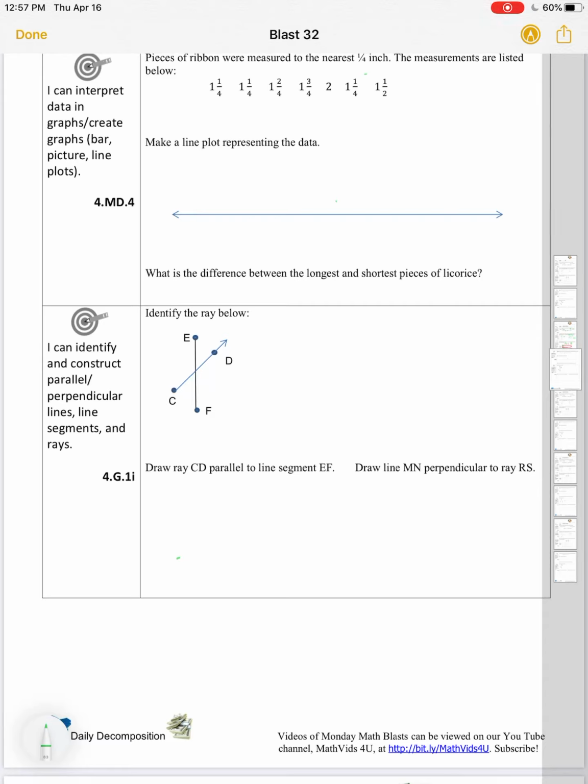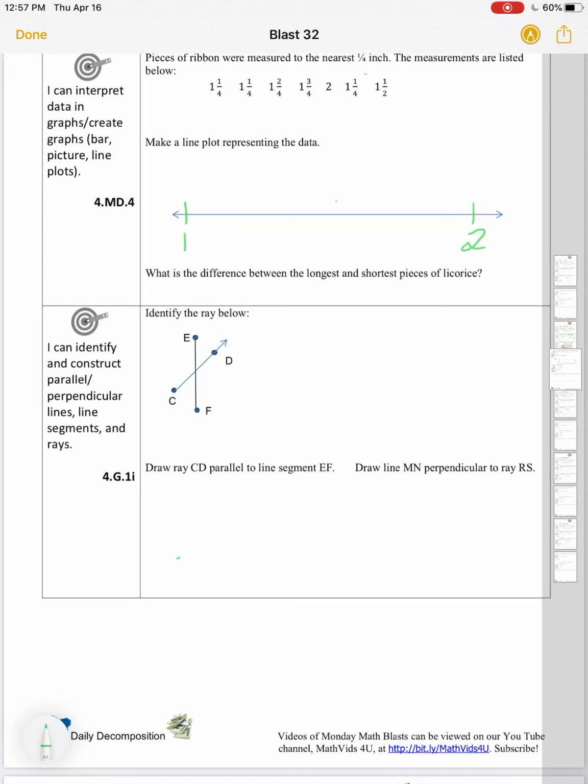On the back side, I can interpret data in graphs, create graphs, bar, picture, or line plots. Pieces of ribbon were measured to the nearest 1/4 inch. The measurements are listed below. Make a line plot representing the data. I noticed that all of my numbers are in the ones, and then I have a 2. So I'm going to start with 1 and end with 2. So my whole that I'm representing is from 1 to 2.